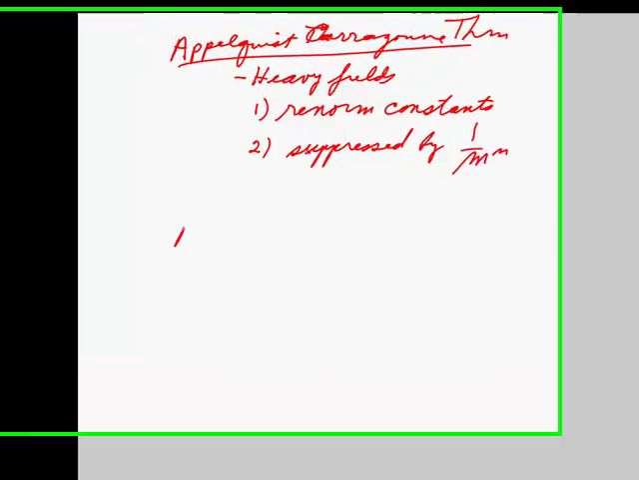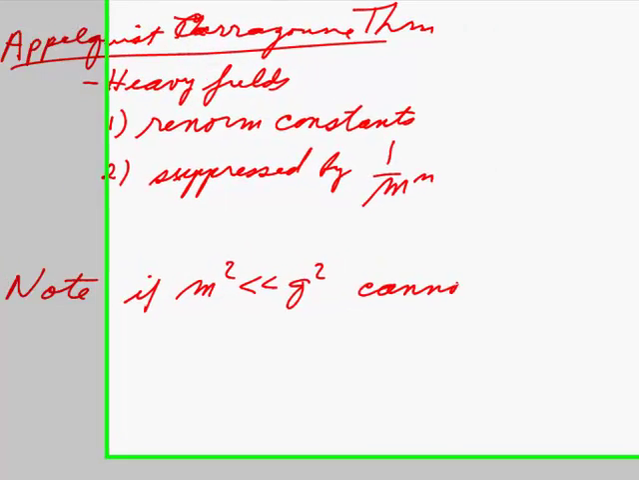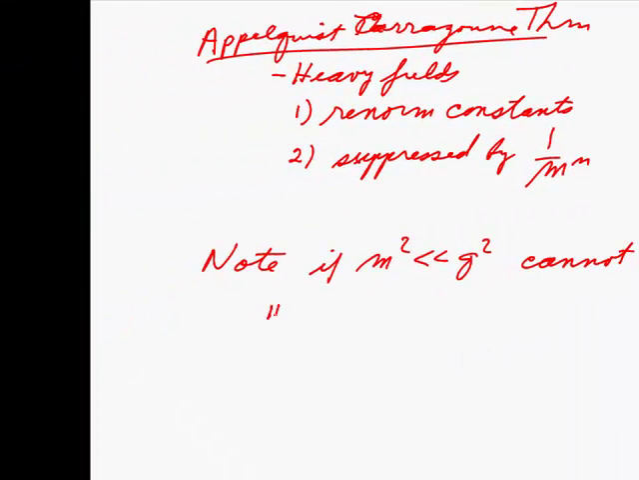But I do want to point out that it only happens if it's heavy. If m squared is much less than q squared, so it's very light, you cannot use the effective Lagrangian. And this you can see in pi of q squared, which has a piece which is minus alpha over 12 pi log of q squared over m squared. It's minus q squared over m squared actually.